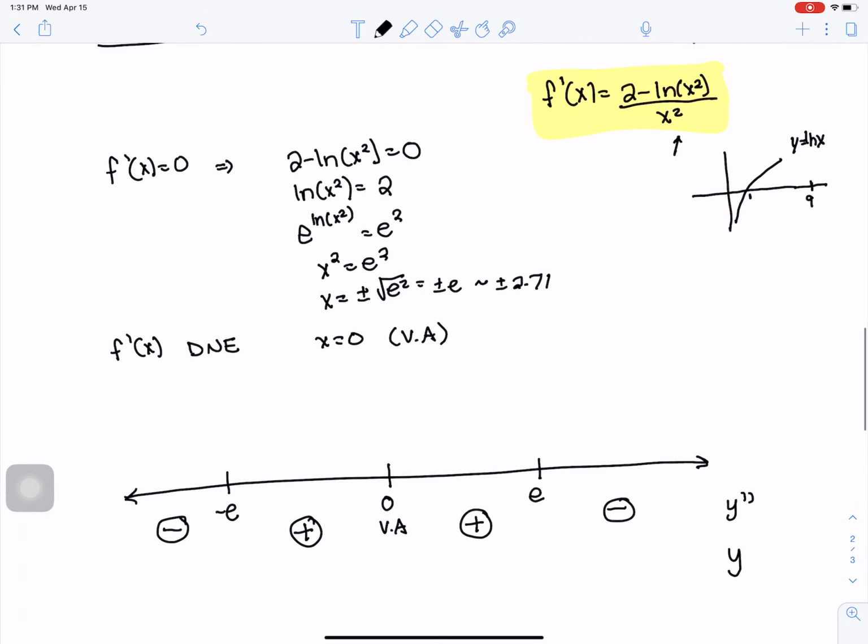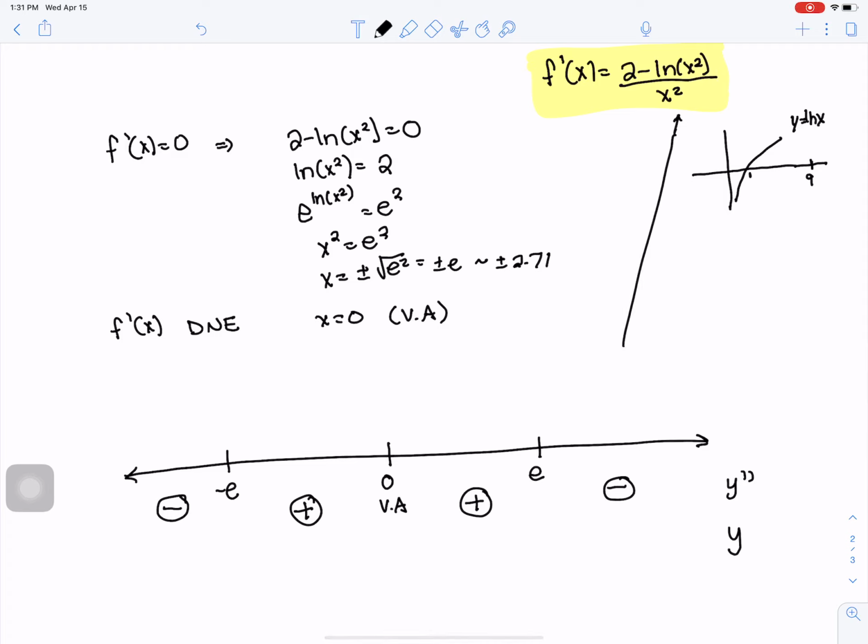So again, when you're subbing them in, you need to be able to do this by hand and kind of think through the problem, okay? So what does this tell us about the original function? It tells us that the original function is decreasing, increasing, increasing, decreasing.